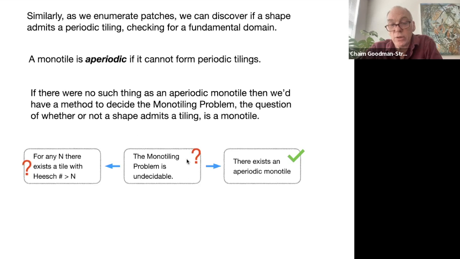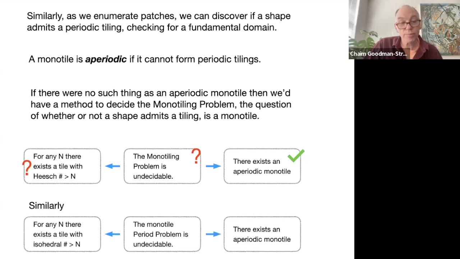And I think probably the most interesting, difficult and compelling question remaining here is this one. Is it actually decidable whether or not a given tile admits a tiling of the plane? And I'll put that in some context in just a second. And then similarly, the flip side of this is something called the period problem, which is, does a monotile admit a tiling that has a period, has a finite fundamental domain, if you will? And if that were so, we have the same kinds of implications.